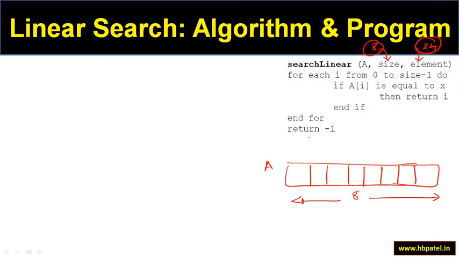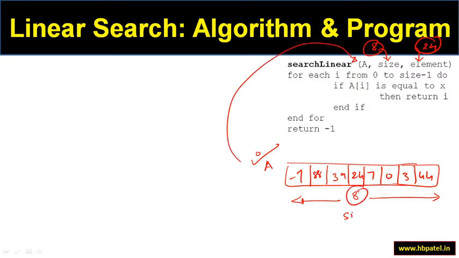So you are going to pass three things: array A with some elements like -7, 88, 39, 24, 7, 0, 3, 44, something like this. This is the complete array that you are going to pass. You are going to pass the size also, how many elements are there, and then you pass what you are looking for. For example, I am looking for 24, whether 24 is there or not.